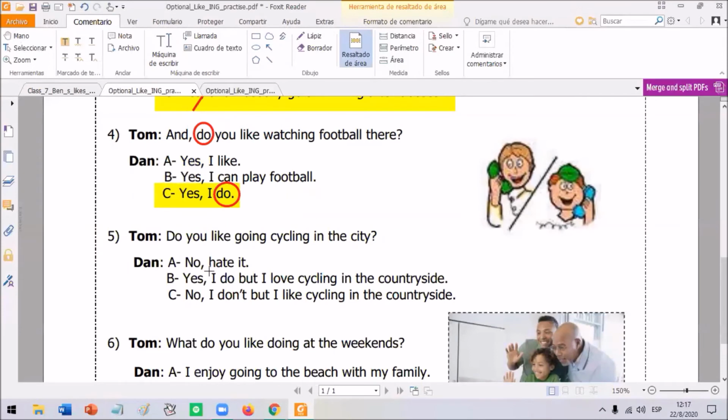No, I hate it. Yes, I do, but I love cycling in the countryside. No, I don't, but I like cycling in the countryside.